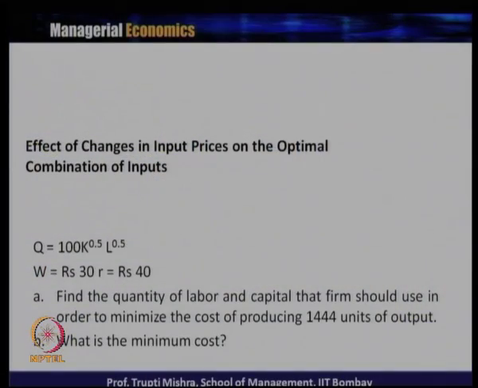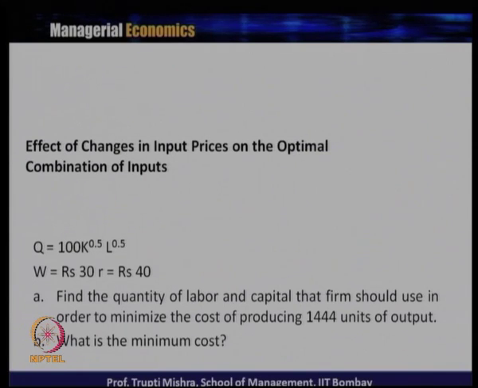Now, next we will see how the input combination changes, or how to find it numerically when the production function is given, the prices of inputs are given like W and R, and to produce a specific level of output, how to optimize the cost of production and what should be the minimum cost of production. For that, we will take a numerical example: Q is equal to 100 K to the power 0.5 and L to the power 0.5.